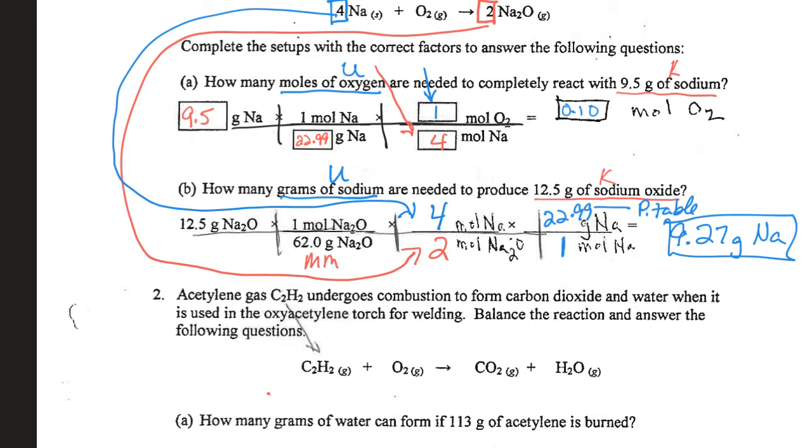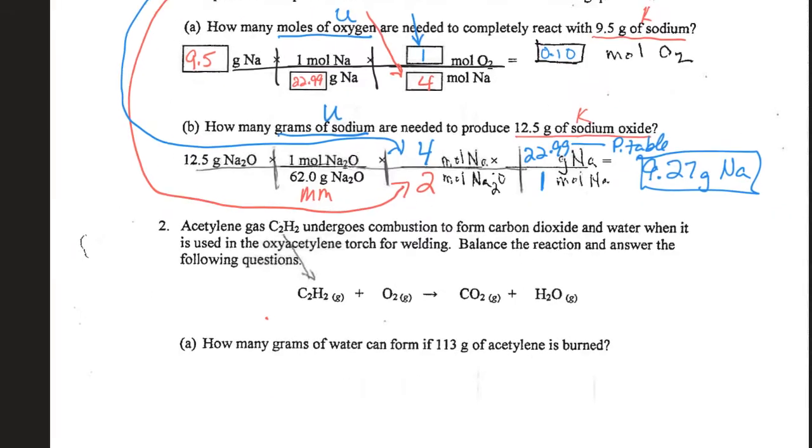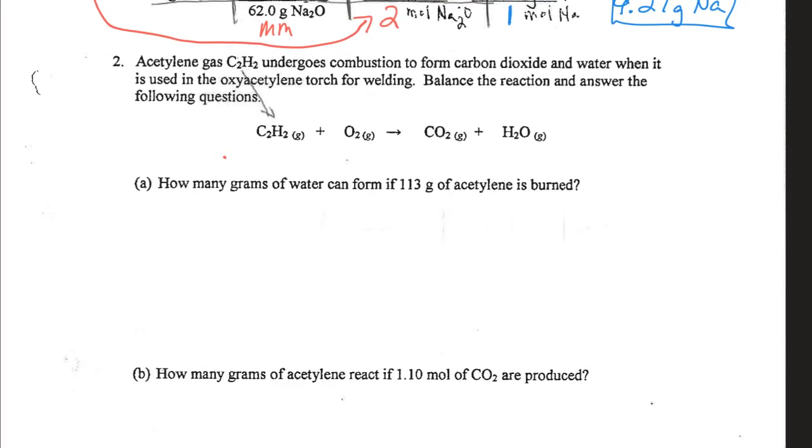Let's look at another one. This one I'm going to annotate a little bit less. It says acetylene gas, and it tells me the formula C2H2, undergoes combustion to form carbon dioxide and water when it's used in an oxyacetylene torch for welding. Balance the reaction and answer the following questions. So I'm going to go ahead and balance this.